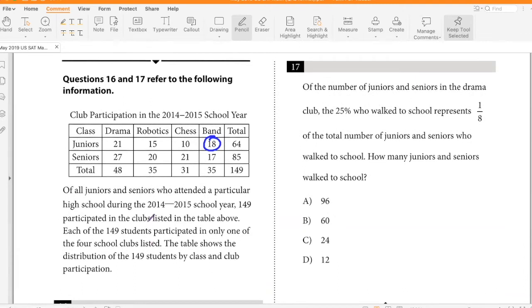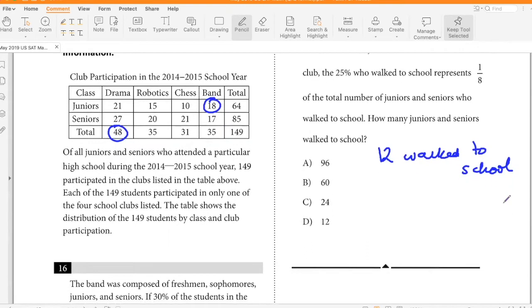Of the number of juniors and seniors in the drama club, the 25% who walk to school represent 1/8 of the total number of juniors and seniors who walk to school. How many juniors and seniors walk to school? Okay. So how many students, the juniors and seniors? 48. So 25% walked to school. So 12 walked to school. Okay. And that represents 1/8 of the total number. So the total who walked to school is 96, 12 times 8.